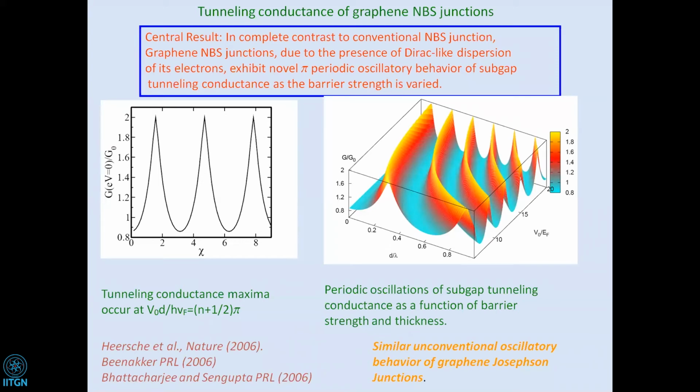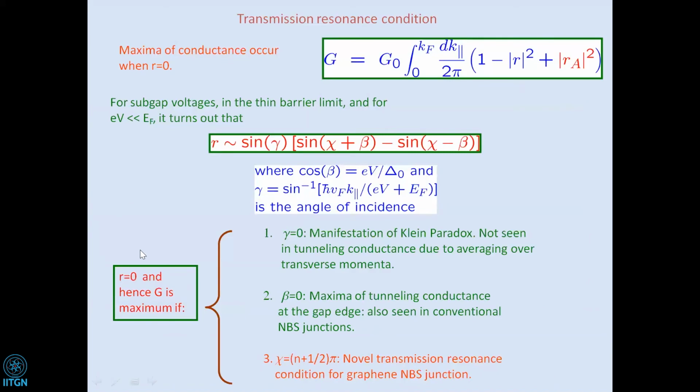So this unconventional oscillatory phenomenon is a manifestation of Dirac quasi-particle behavior. And to understand this, we found out that if I am at sub-gap voltage, EV much lesser than EF, so this will clearly hold when the applied voltage is 0, for example. Then I can have an analytic expression for the reflection probability.